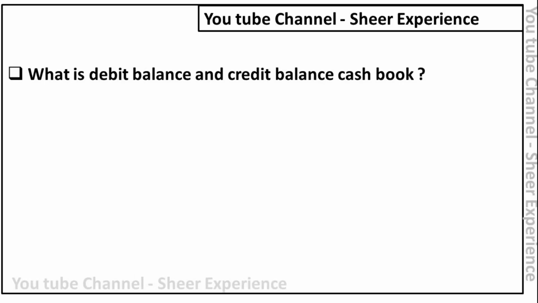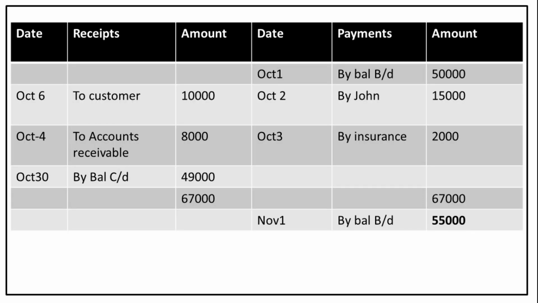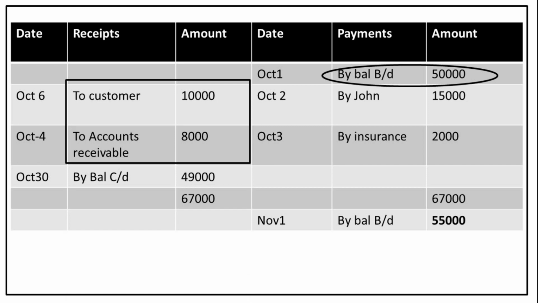Now what is credit balance of cash book and debit balance of cash book? Let's understand this with an example. Here, ABC company has started a business with overdraft balance of 50,000. Also, I have taken 4 common transactions which every business encounters. Overdraft balance I have mentioned on the credit side of the cash book as balance brought down, and I have mentioned 50,000 in the bank amount column. Under receipt side, I have mentioned check received and accounts receivables. And on the credit side, that is under payment side, I have mentioned the amount paid to creditor and also the insurance premium amount.